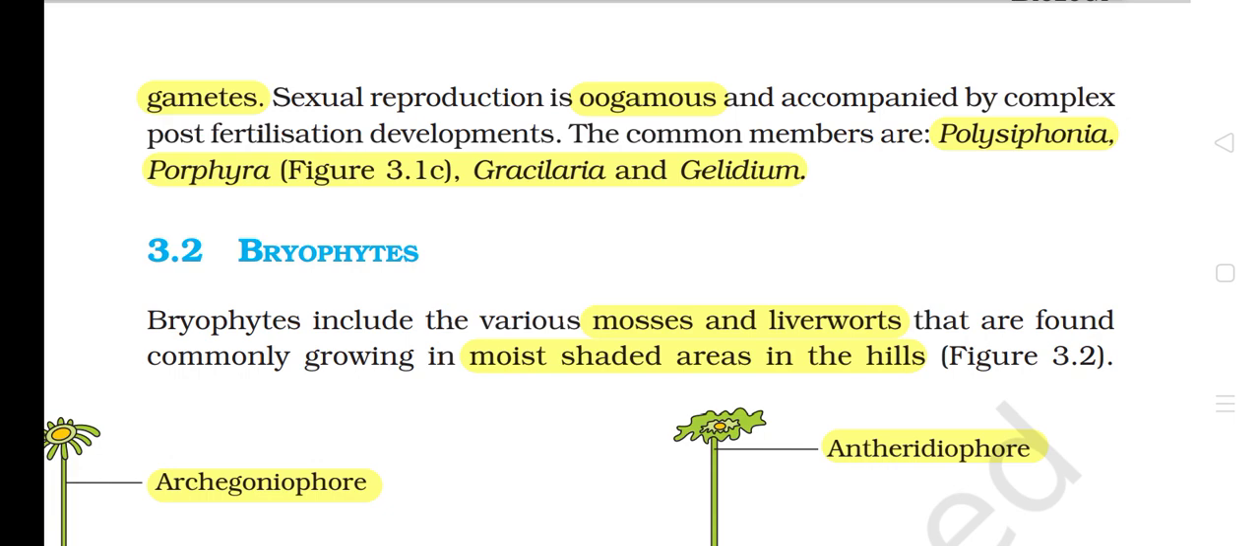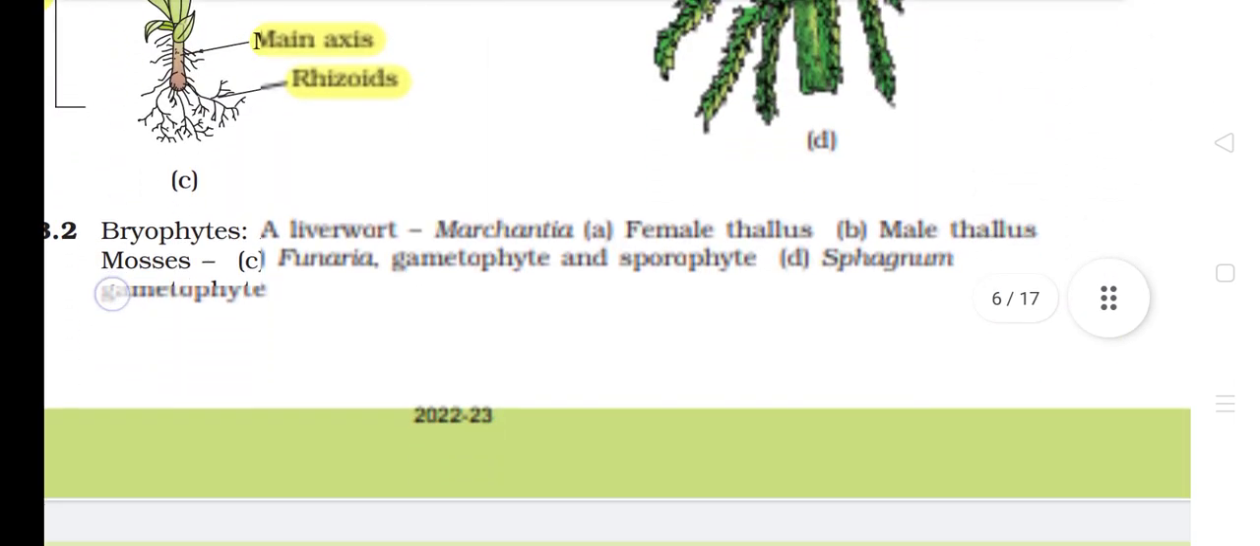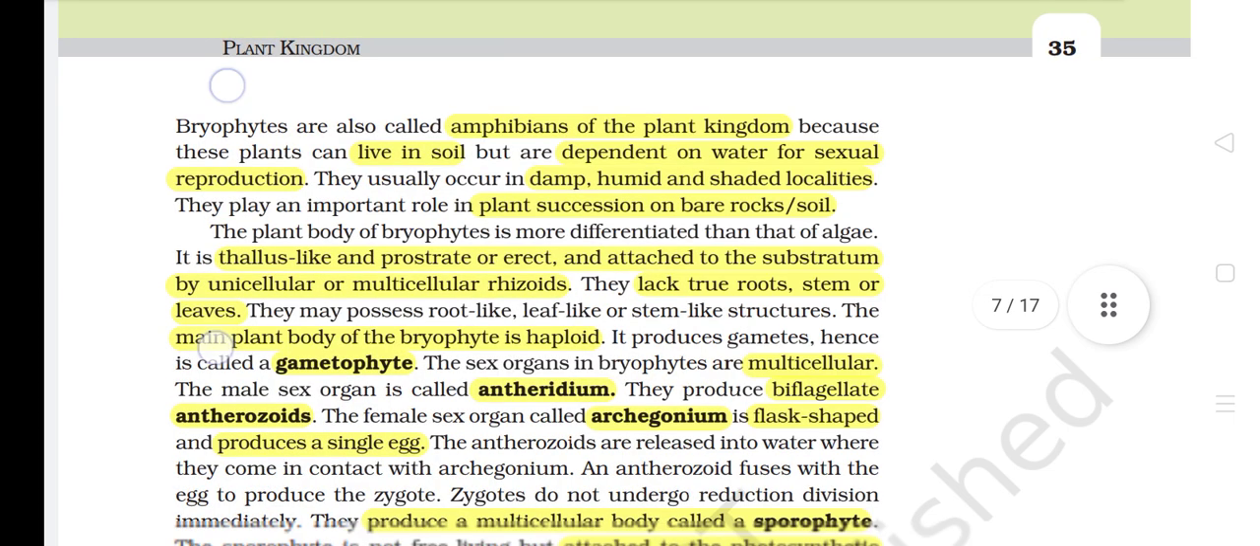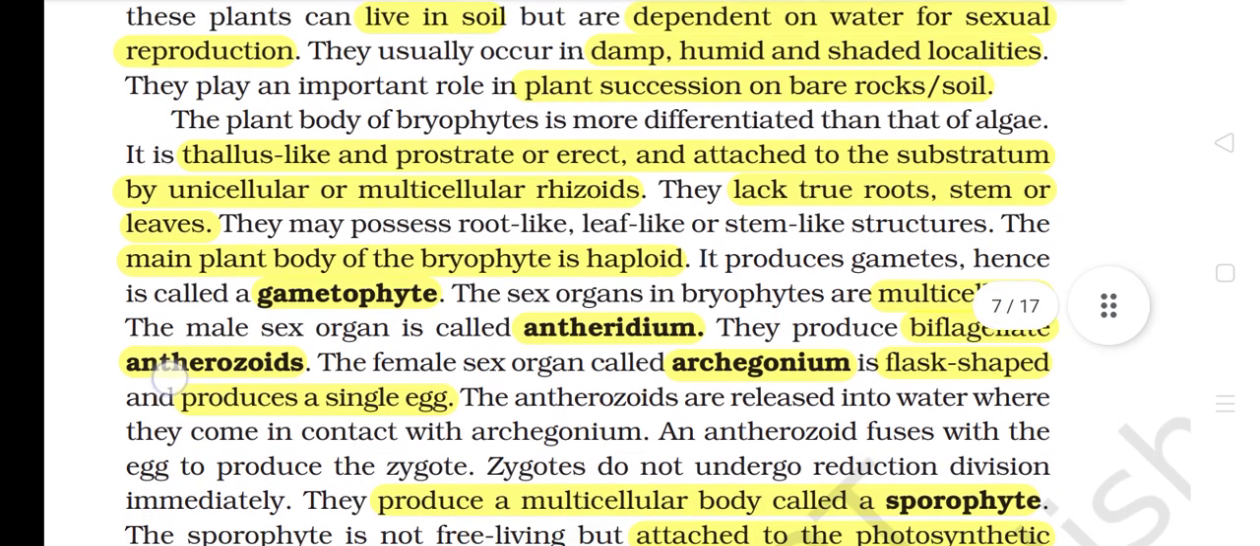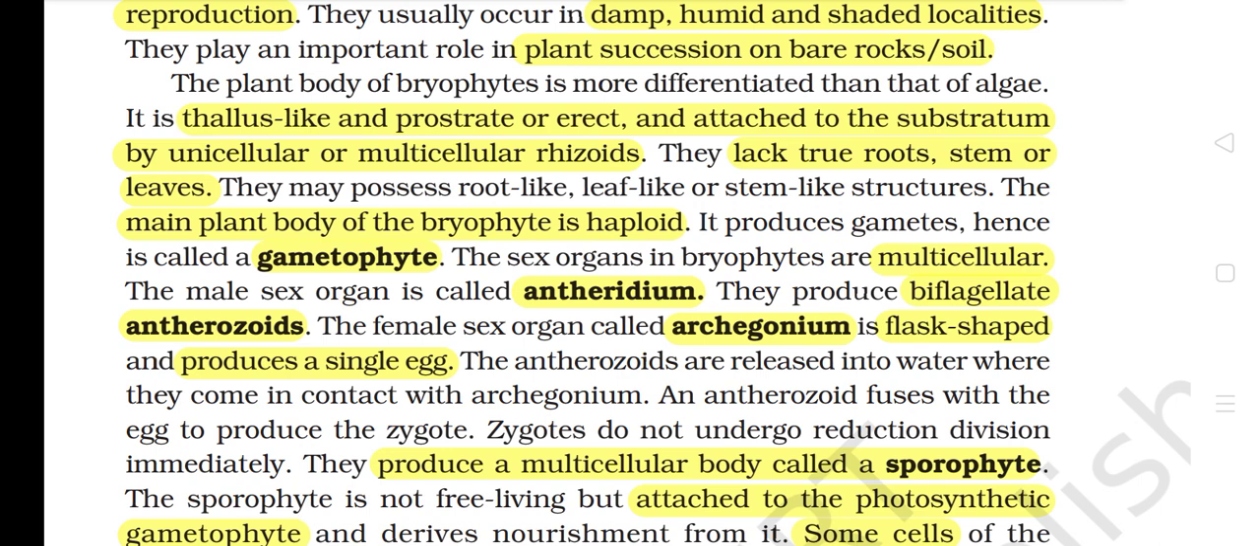3.2 Bryophytes. Bryophytes include the various mosses and liverworts that are found commonly growing in moist shaded areas in the hills. Bryophytes are also called amphibians of the plant kingdom because these plants can live in soil but are dependent on water for sexual reproduction. They usually occur in damp, humid, and shaded localities. They play an important role in plant succession on bare rocks or soil. The plant body of bryophytes is more differentiated than that of algae. It is thallus-like and prostrate or erect, and attached to the substratum by unicellular or multicellular rhizoids. They lack true roots, stem, or leaves.